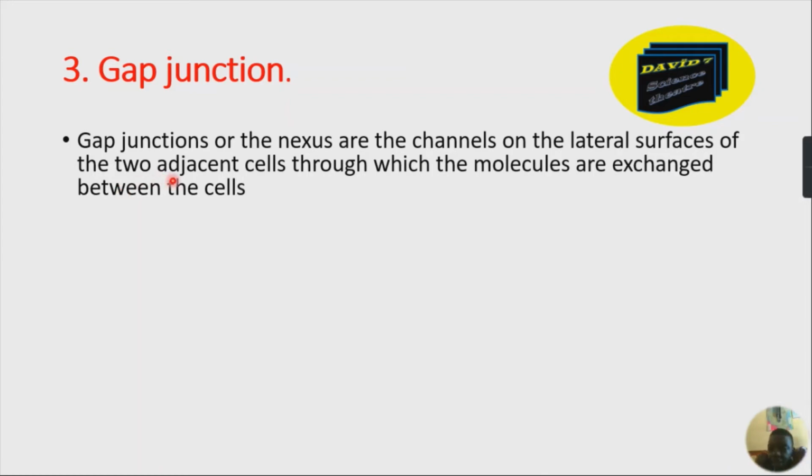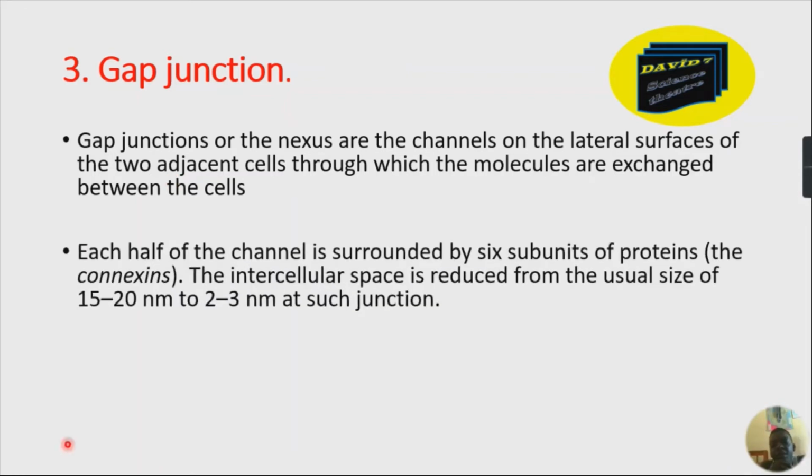Molecules here can be exchanged in the gap junctions. Unlike the tight junction, each half of the channel is surrounded by 6 subunits of proteins. These are called connexins. The intercellular space between is reduced from the usual size of 15 to 20 nanometers to just 2 to 3 nanometers at such a junction.